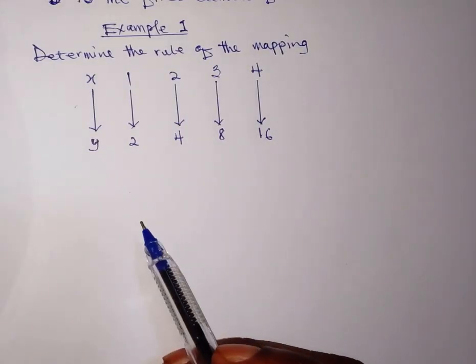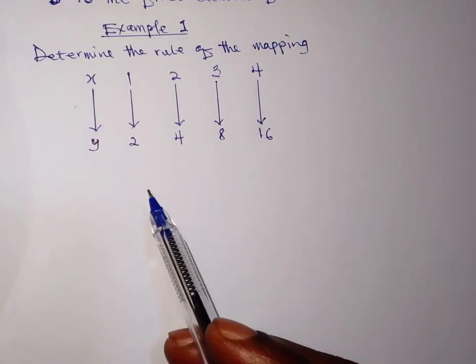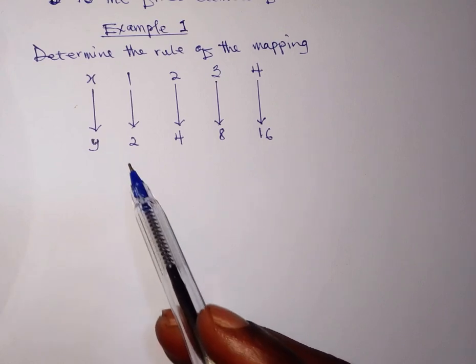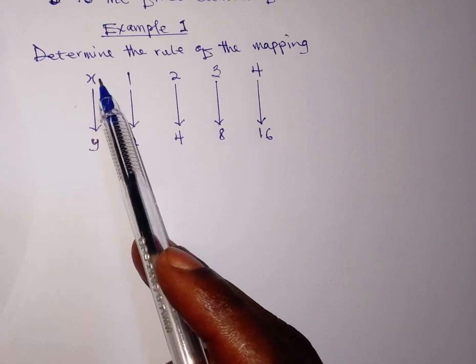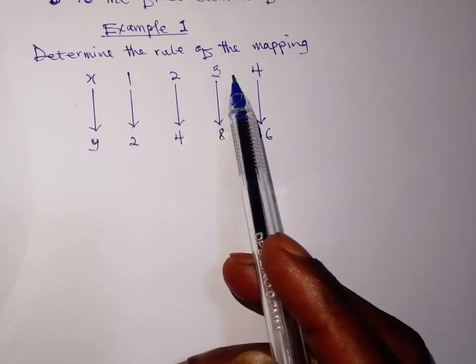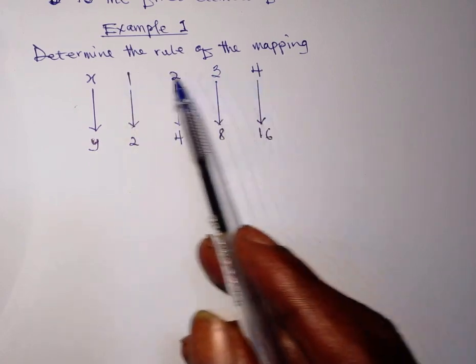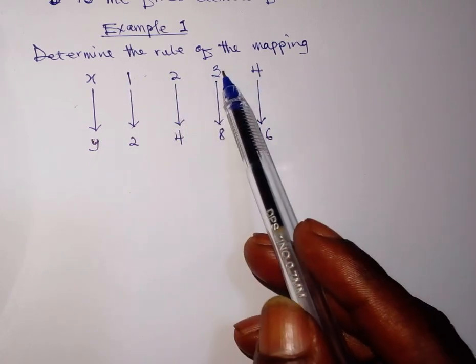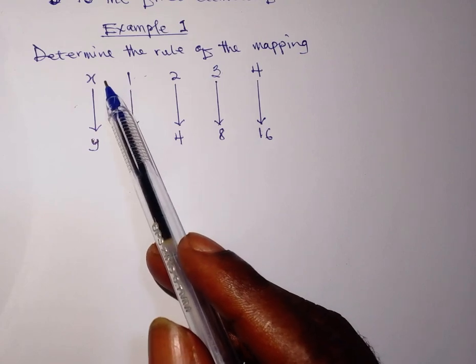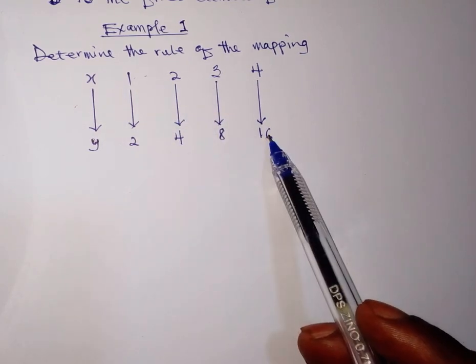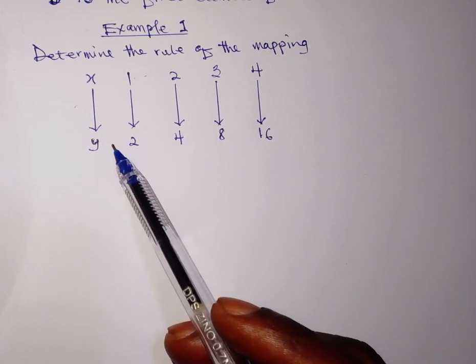Great, so let's look at this example. We are to determine the rule of the given mapping where we have x being the domain of the mapping and y being the codomain. All these elements you see here, 1, 2, 3, and 4 are elements of the domain, while we have 2, 4, 8, and 16 as elements of the codomain.